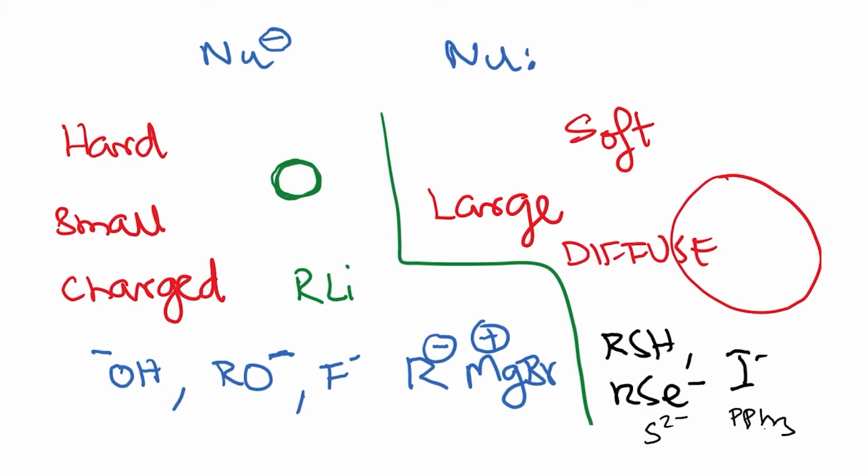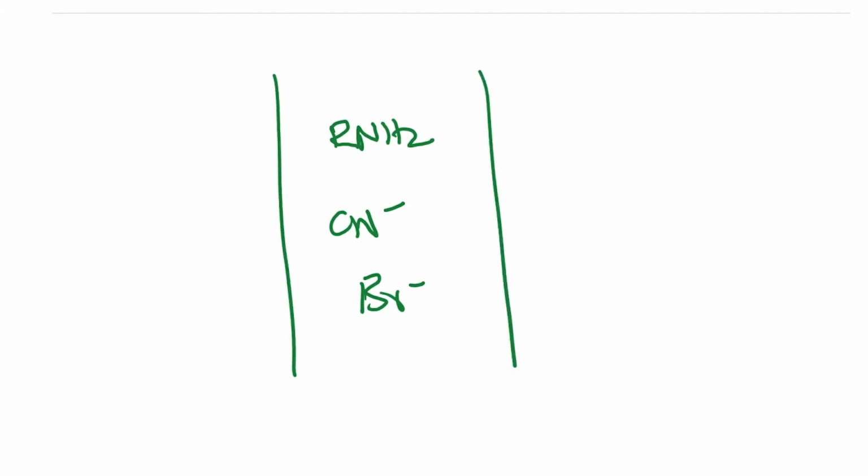Okay, so these are usually fairly large atoms, and so the charge is quite diffuse, and so these are the classifications of nucleophiles. And there are also intermediate nucleophilicity which we're going to look at. So you have examples such as amines, RNH2, and then you have cyanide, CN minus, bromide, and so on. So these are intermediate ones, and the hard ones I'm just going to redraw here.